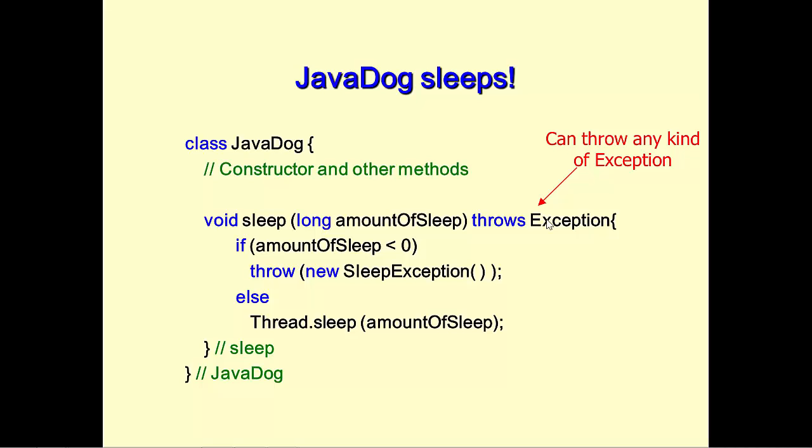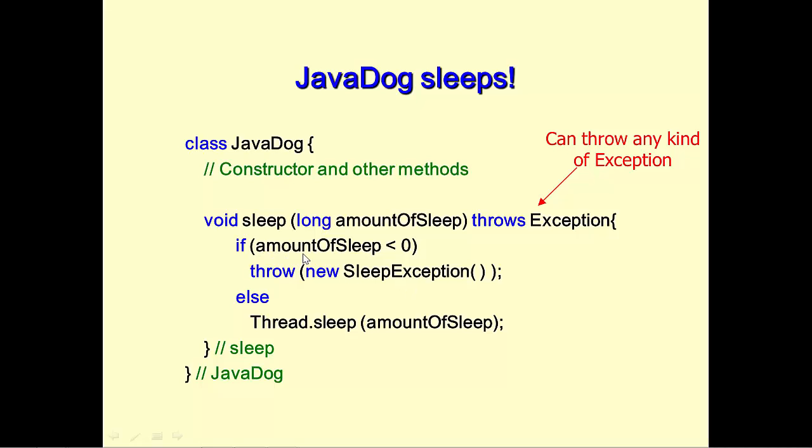We have class JavaDog, and I've removed the constructor and the other methods, but you can see that we have this sleep method down here that takes in a long, which represents the number of milliseconds that this dog is going to sleep, and then it throws an exception. And notice this is a generic exception. That means that we could throw any kind of exception inside of sleep that we wanted to. We could throw a sleep exception or an interrupted exception, it doesn't really matter.